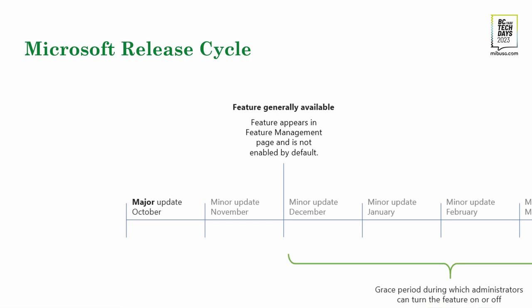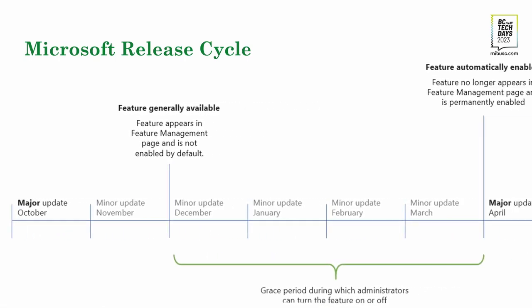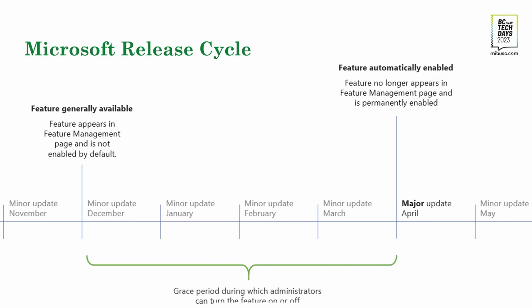Let's take an example of a feature released into BC on the November release. Till the next major release, which will be in April, that newly added feature will be optional to use. But after 6 months of initial release, Microsoft will enable it whether you like it or not. That means as a partner or a user, you get 6 months to try it out, train your users and consultants, and also to adjust your business processes.